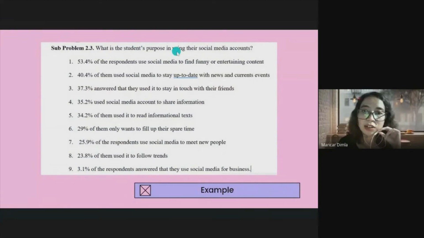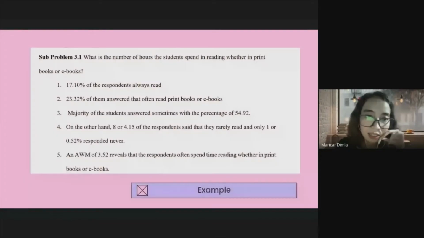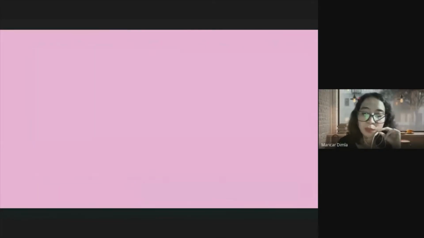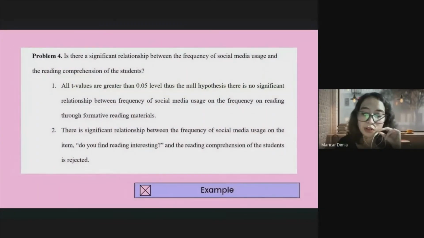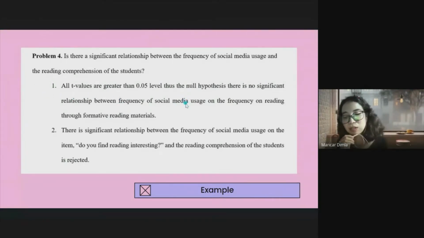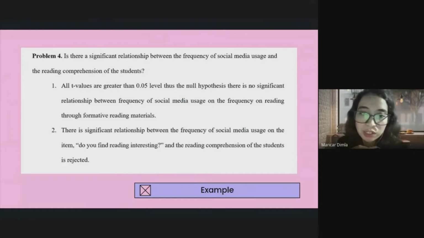And then the number of their purpose upon utilizing it. And then class, for the 3.1, that is for the dependent variable, about their reading habits, something like that. And then class, for the problem number 4, ito na class, babalikan nyo naman si hypothesis you have on your chapter 1 to determine if si null hypothesis ba ay rejected or hindi. That is for the summary of the findings.